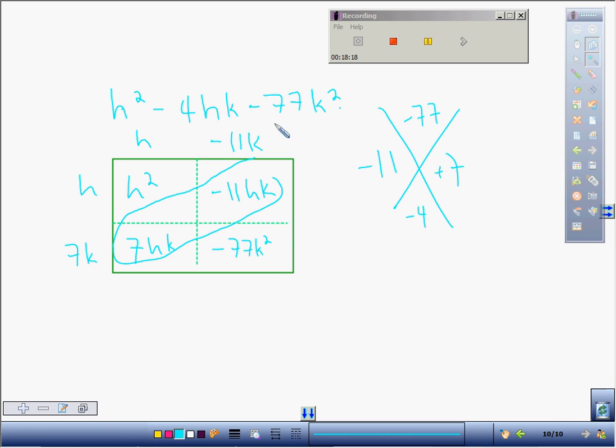So there's a few in this where you have variables here and variables here. Okay? And just don't freak out. You're doing the same process, but you have to put some extra letters in. The answer to this would be h minus 11k times h plus 7k. Just like that.